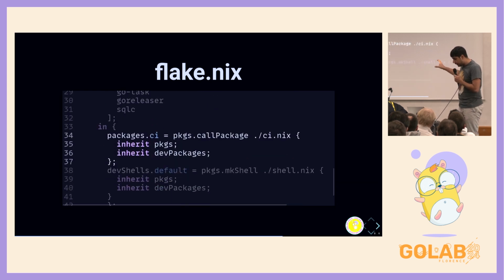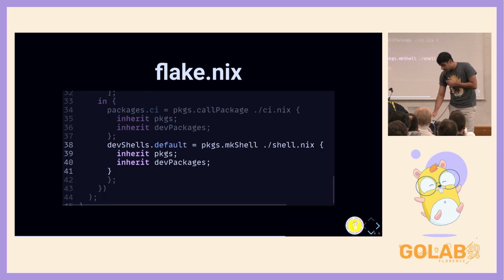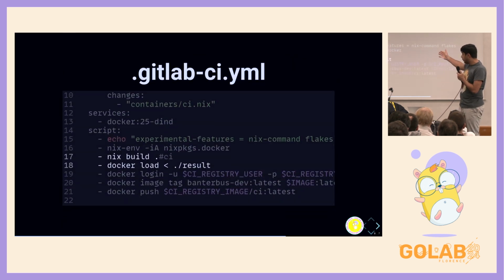Then we can update our flake.nix file so it looks something like this. Don't worry too much about the syntax, but note we're exposing a package now. Then in CI, we can go back and do nix build, and we can target that CI, which is what we just called it. We called that Docker image, and we give it a target of CI.